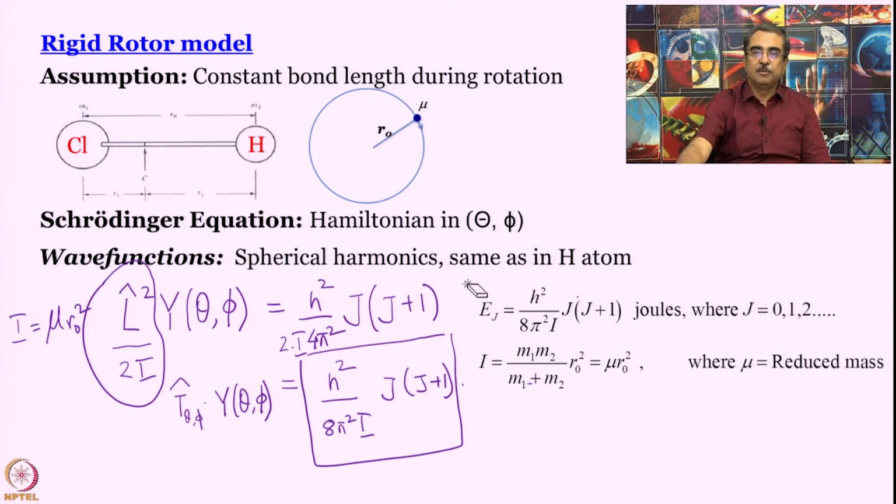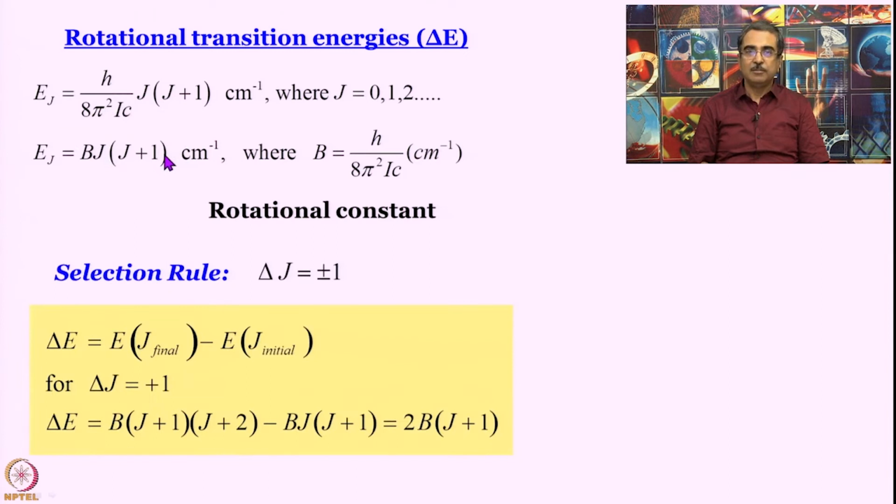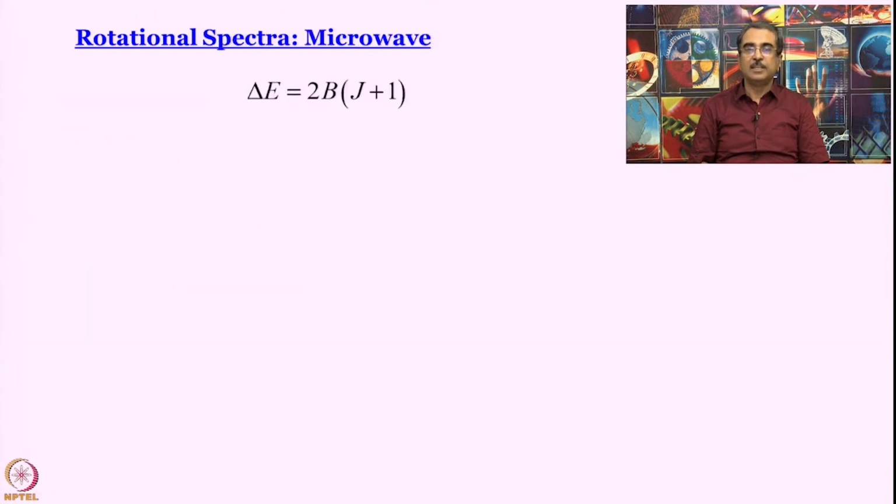So, this is what the expression is, Ej equal to h square by 8 pi square I j into j plus 1 in joule. Now, generally it is conventional to not work in joules when we talk about microwave spectroscopy. We like to work in wave numbers. So, how do I write the energy in wave numbers? Like this. This is the energy h by 8 pi square Ic. How did we get it in the first place?